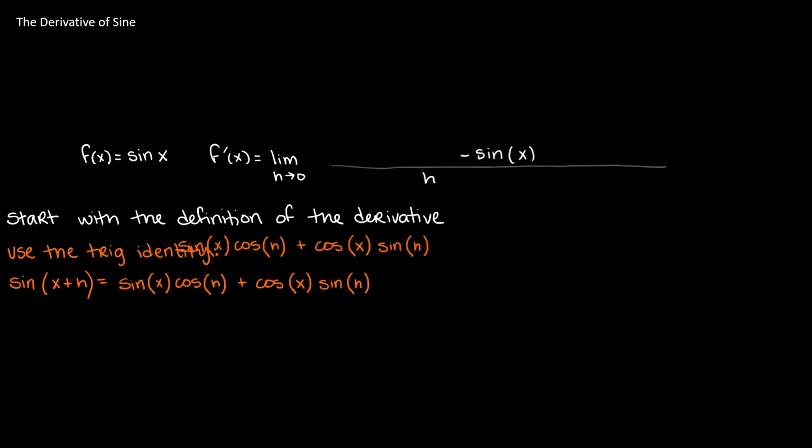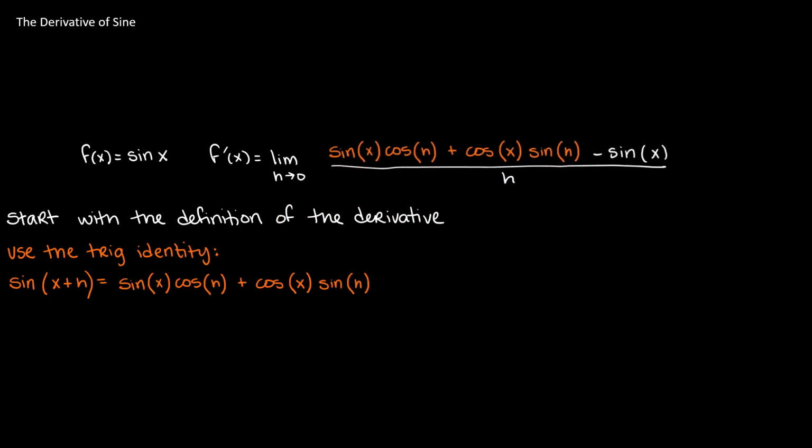Applying this trig identity allows us to isolate the x's and the h's inside of their own factors. So we no longer have a trig function with x and h inside of it at the same time, but we will have sine of x times cosine of h, and cosine of x times sine of h. And hopefully that will help us out a little bit.